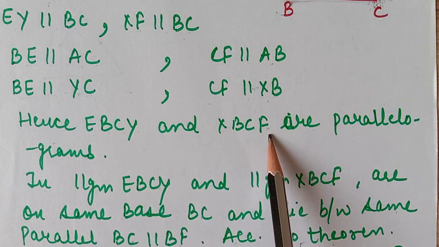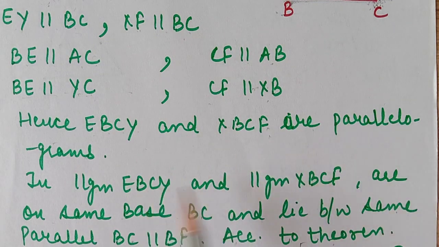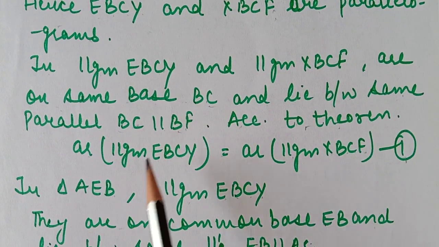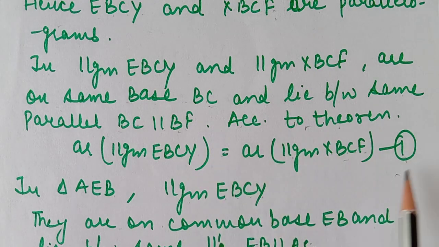If they both are parallelograms, both parallelograms lie on a common base BC and lie between the same parallels, BC parallel to EF. According to the theorem, we know it very well that the areas of these two parallelograms are equal to each other. This is our equation number first.